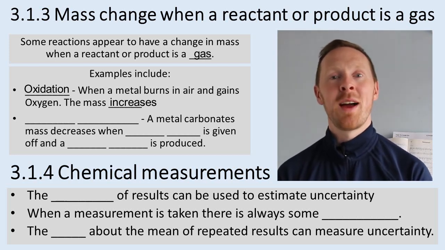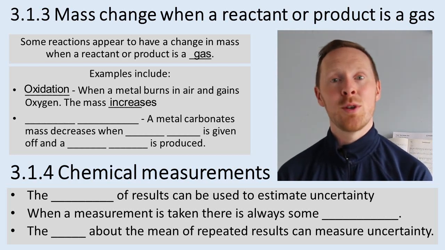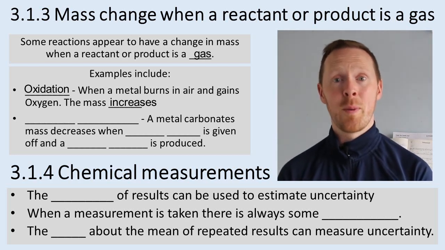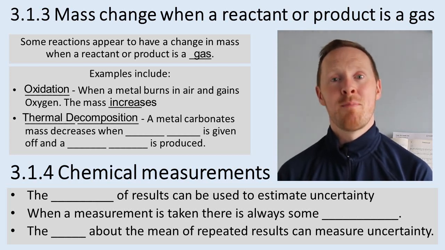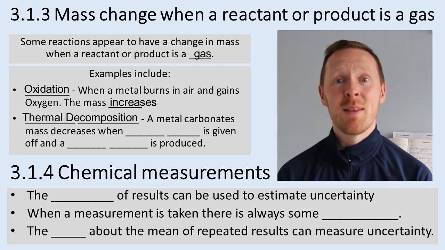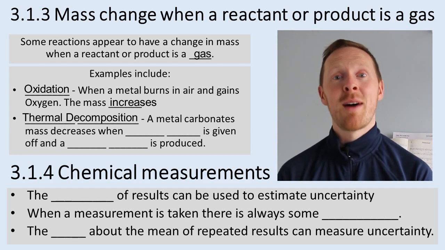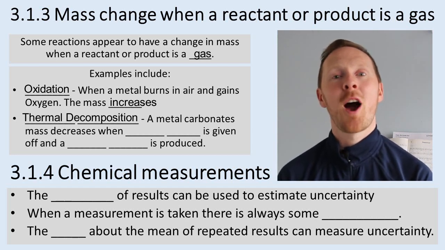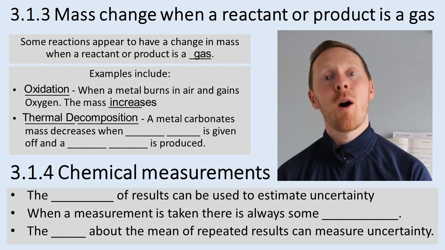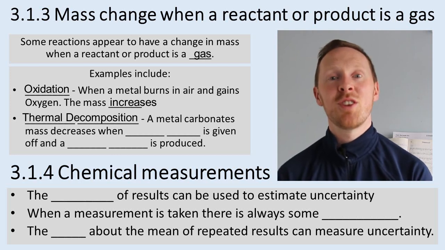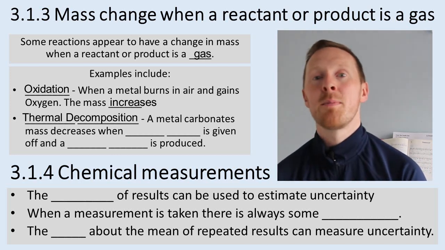Another example, you might have taken something like calcium carbonate, which is a white powder, and heated it up, and it decomposes. Thermal decomposition of a metal carbonate. The mass goes down. My favourite thermal decomposition is copper carbonate, because it starts off as a green powder, and when you heat it up, it forms copper oxide, which is black. So you can see the colour change from green to black.